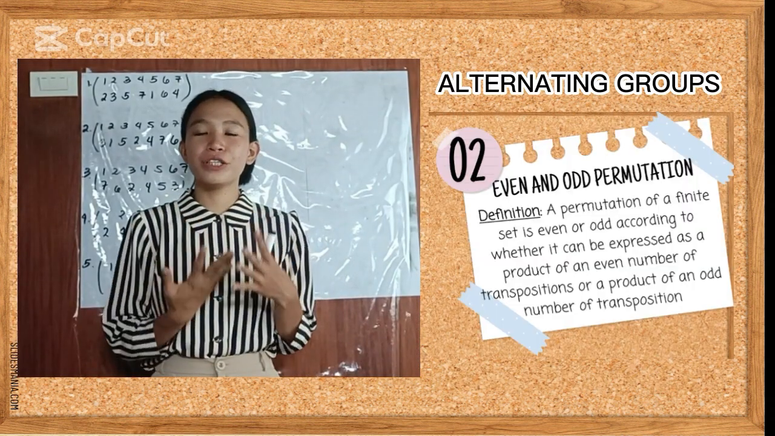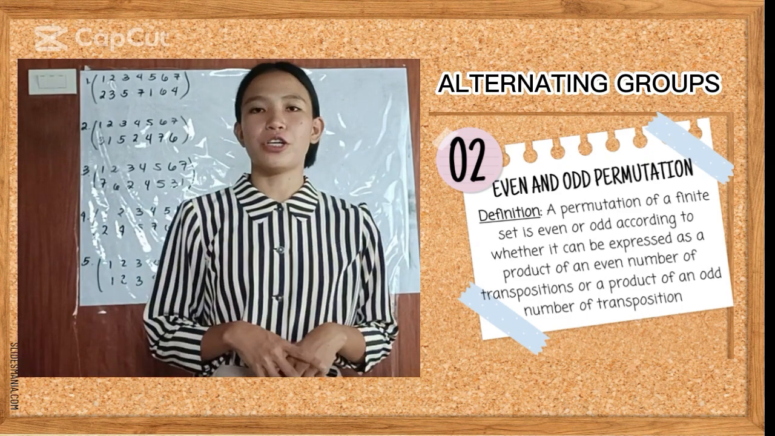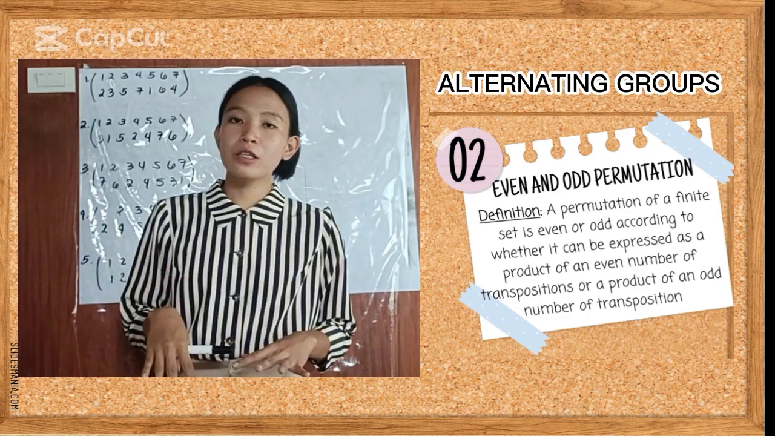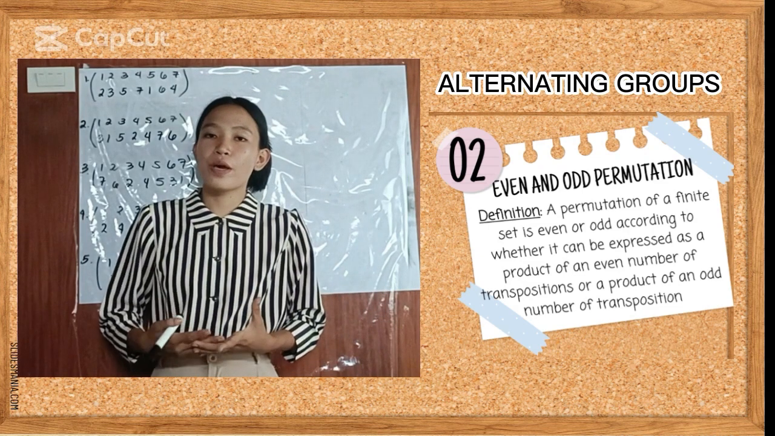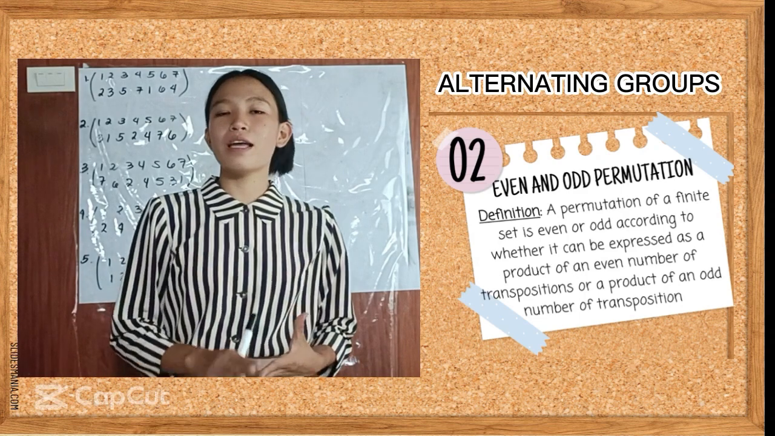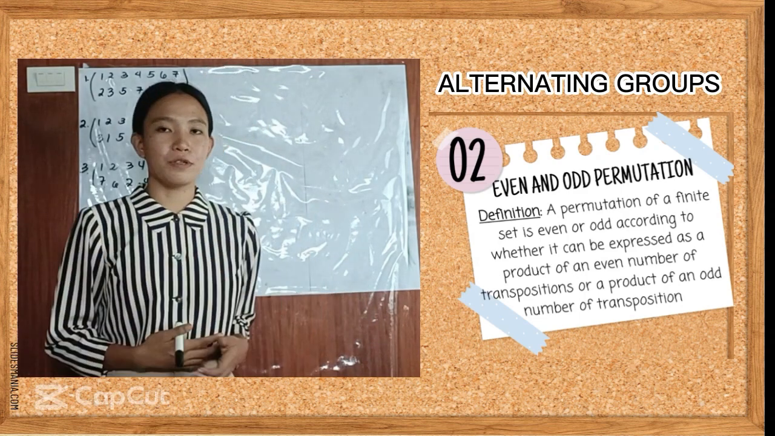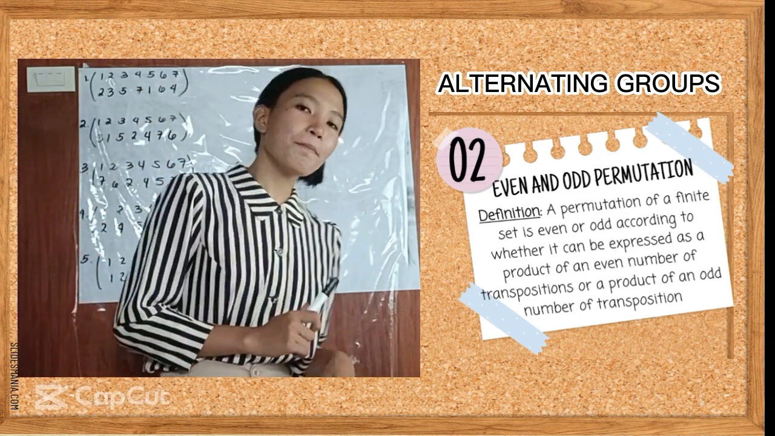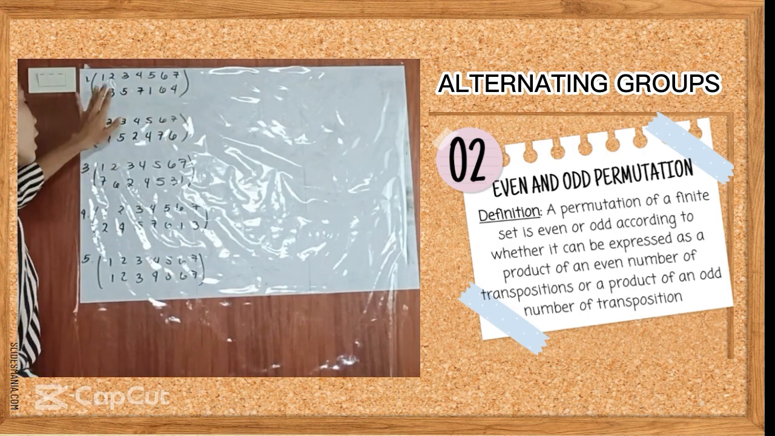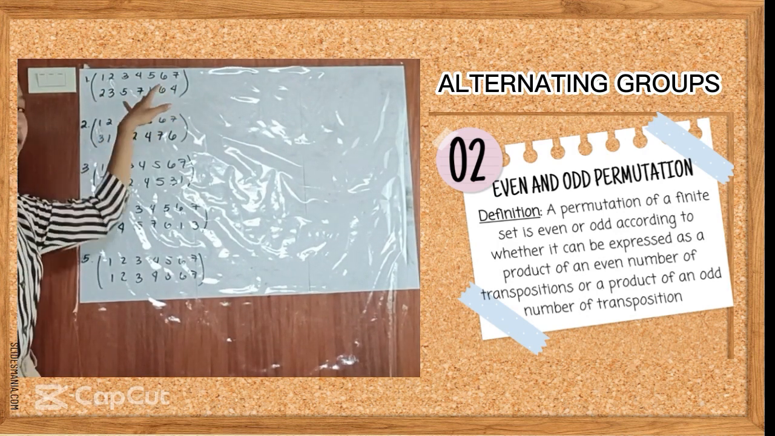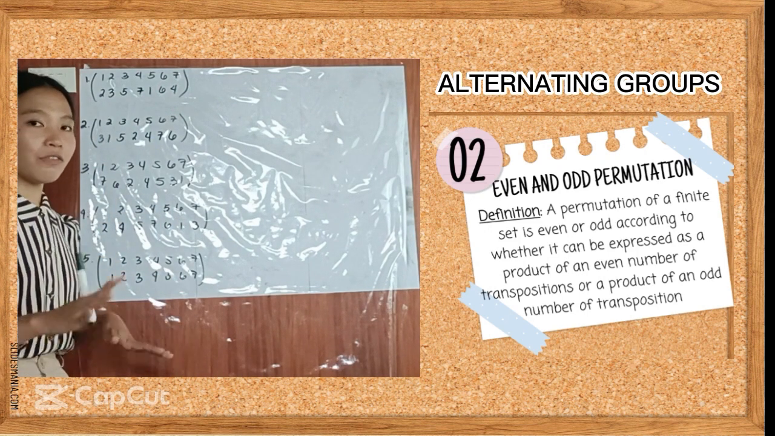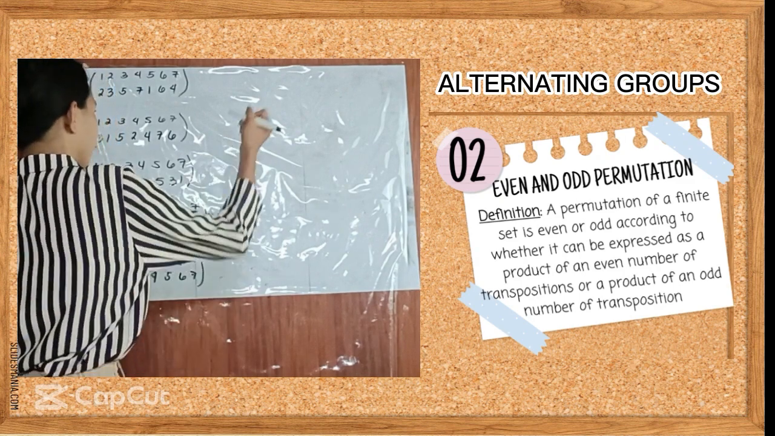Let's now proceed to even and odd permutation. A permutation of a finite set is even or odd depending on whether it can be expressed as a product of an even number of transpositions or a product of an odd number of transpositions. Let's have an example. We have 1, 2, 3, 4, 5, 6, 7 mapping to 2, 3, 5, 7, 1, 6, 4. Let's identify if it is an even or odd permutation.